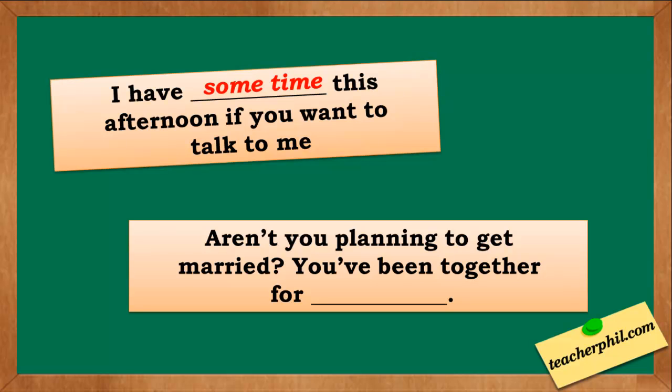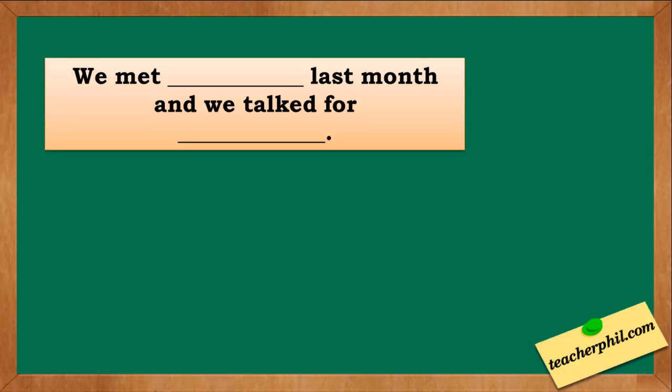Aren't you planning to get married? You've been together for blank. The correct answer is some time. Aren't you planning to get married? You've been together for some time. Some time here means quite a while. The fifth one: we met blank last month and we talked for blank. The correct answers are sometime and some time. In the first blank, sometime refers to an unspecified time in the past, while in the second blank, some time means quite a while. We met sometime last month and we talked for some time.